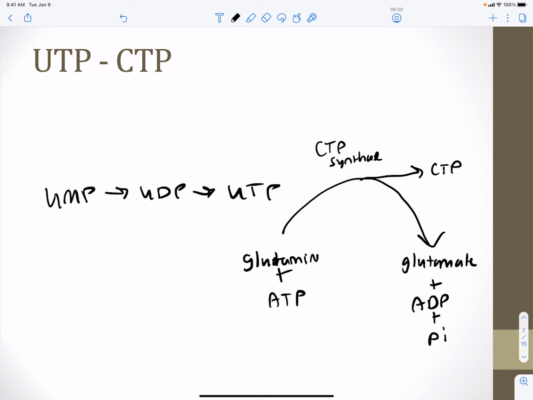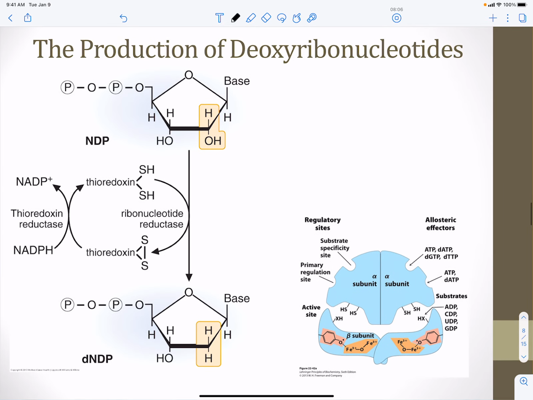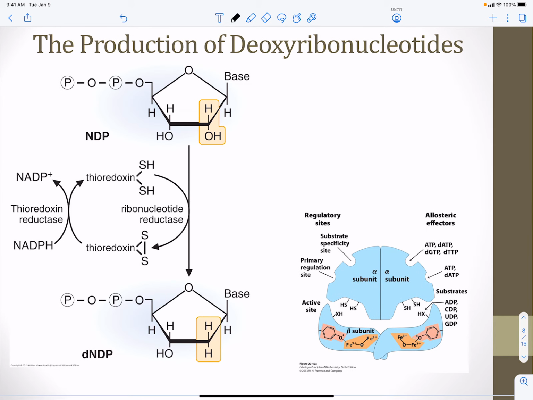Plus one of your inorganic phosphates. And so this is how UTP goes to CTP. Now, one thing that has to happen here also is you have always on your pyrimidines, you have your ribose added. And so you need to convert your ribose to your deoxyribose.